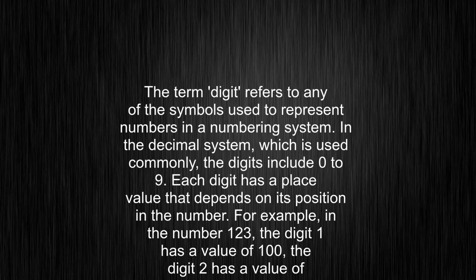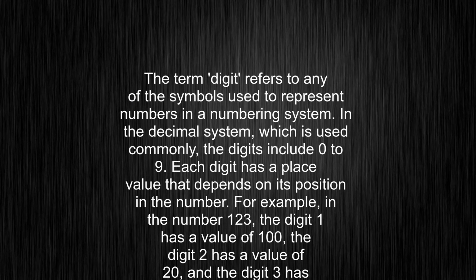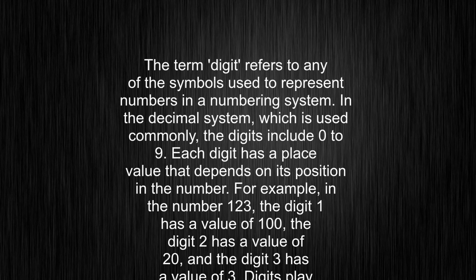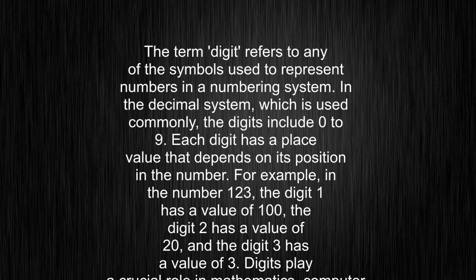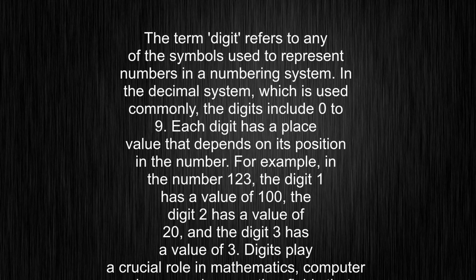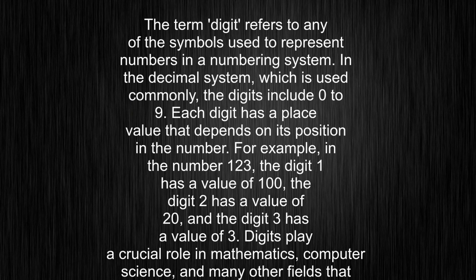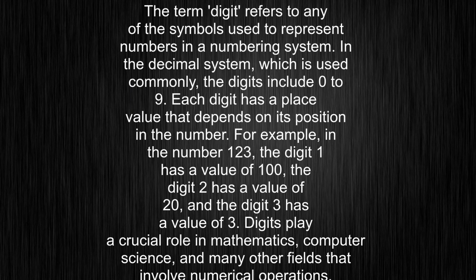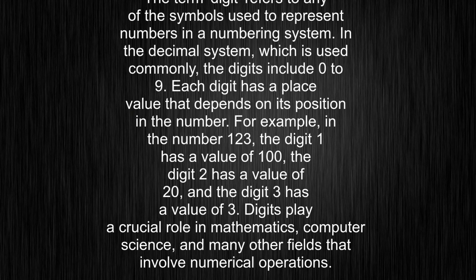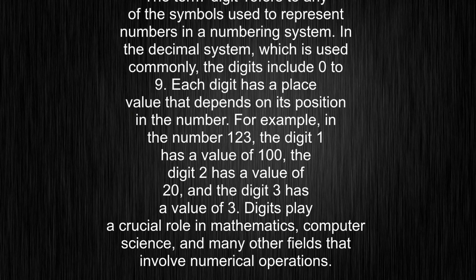In the decimal system, which is used commonly, the digits include 0 to 9. Each digit has a place value that depends on its position in the number. For example, in the number 123, the digit 1 has a value of 100, the digit 2 has a value of 20, and the digit 3 has a value of 3.